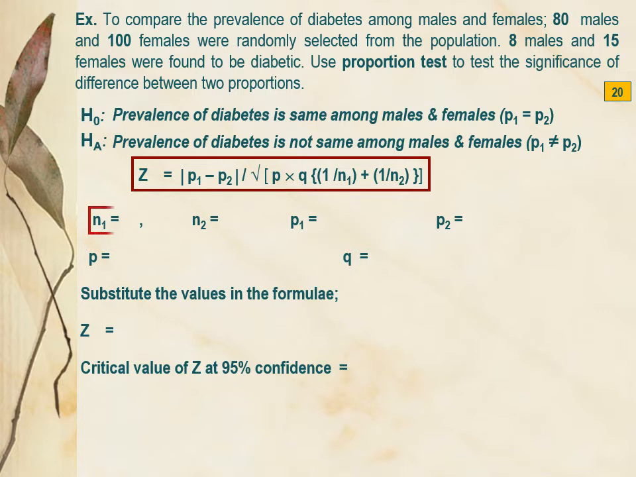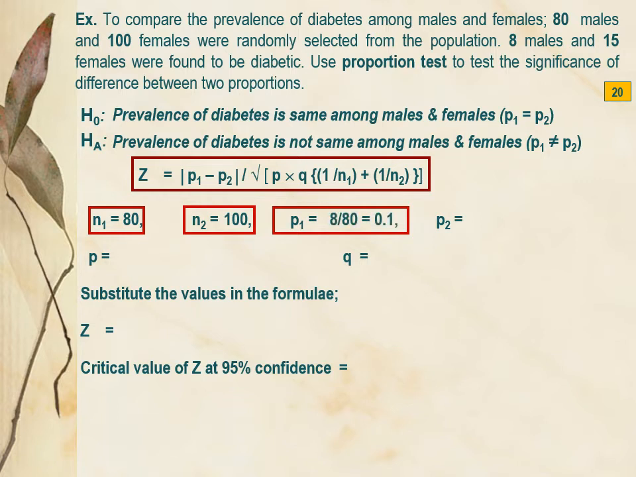N1 is the size of the first sample, which is given to you as 80. N2 is the size of the second sample, for the females, given to you as 100. P1 means the proportion of diabetics among males, that is the first sample. You get the proportion as the number of diabetic persons upon the sample size. You are given that the number of diabetics among males was 8 and total males were 80, and therefore P1 equals 8 over 80, which is 0.1. Similarly, P2 will be the proportion of diabetics among females. 15 were found to be diabetic and the sample size was 100. It will be 15 upon 100, that is 0.15.